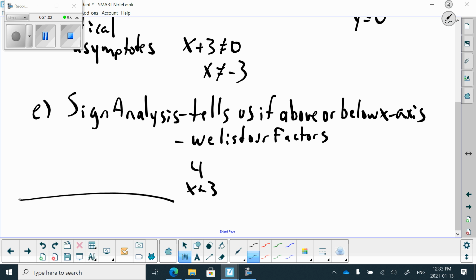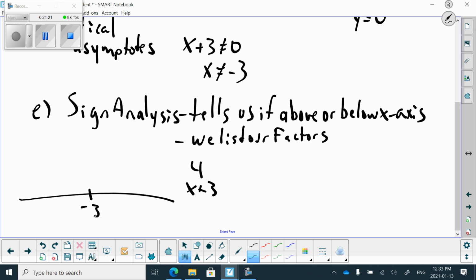And what I recommend you do is ask: what do we have to put in for x to make our numerator or denominator 0? So that is what we put in there.